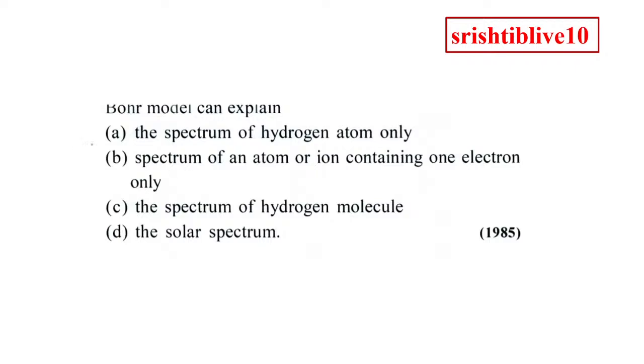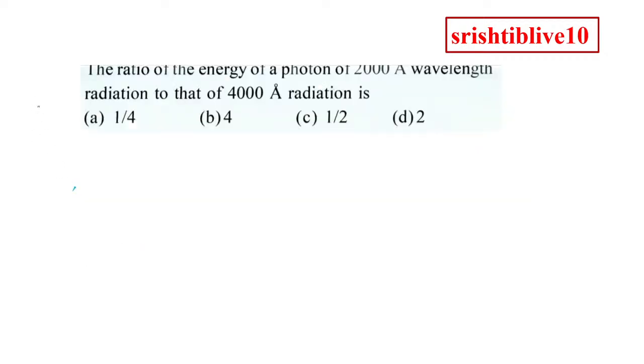Yes, very good. So the correct answer for this question is option B, spectrum of an atom or ion containing one electron. Basically, the Bohr model was able to explain the spectrum of any atom or ion which has only one electron, so it is applicable for monoelectronic species. The correct answer for this question is option B. Great. Let's go to the next question.